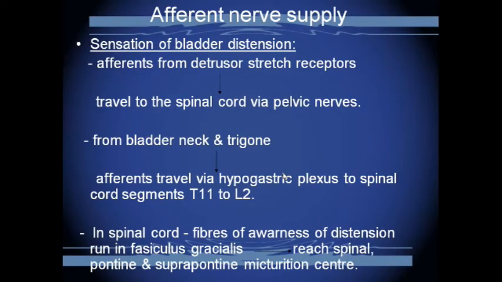Afferents supply sensation of bladder distension from the detrusor. Once the detrusor gets stretched during filling, the stretch receptors get activated. They travel to the spinal cord via pelvic nerves, and from the bladder neck and trigone, afferents travel via the hypogastric plexus. So in the spinal cord, fibers of awareness of distension run in the fasciculus gracilis, and reach the spinal, pontine and suprapontine micturition centers. The micturition center is situated in the suprapontine and pontine region.